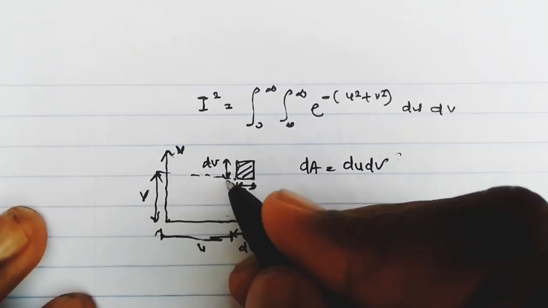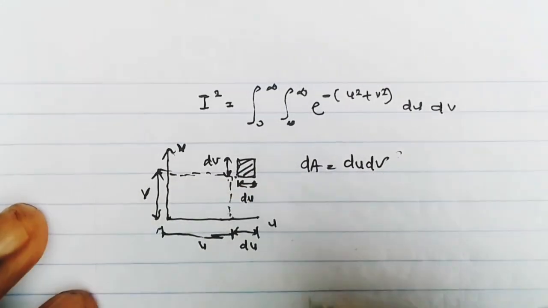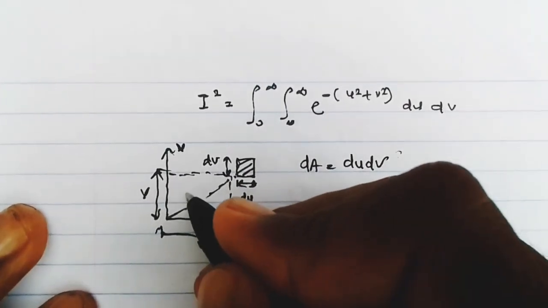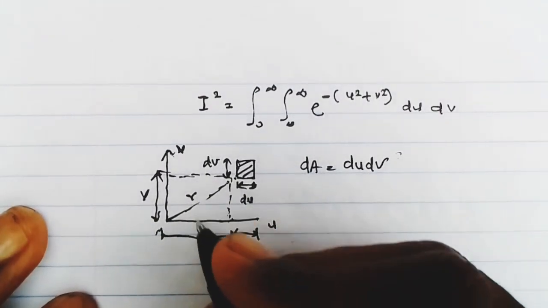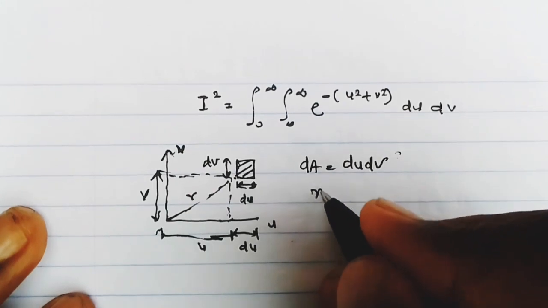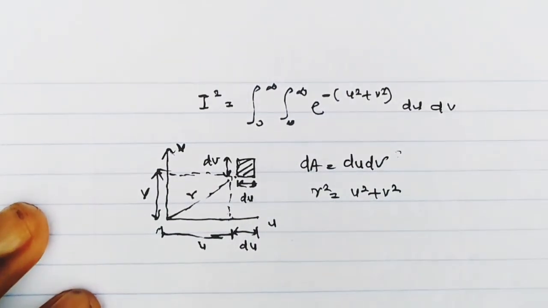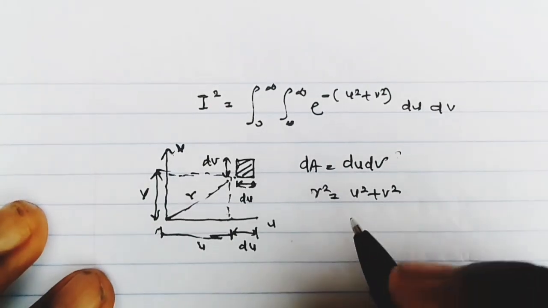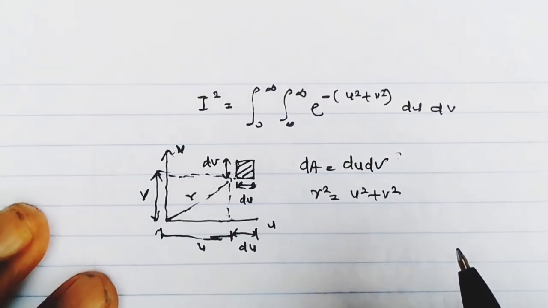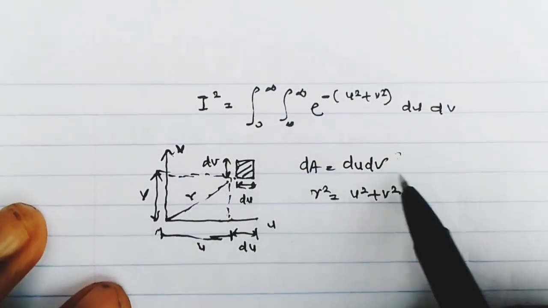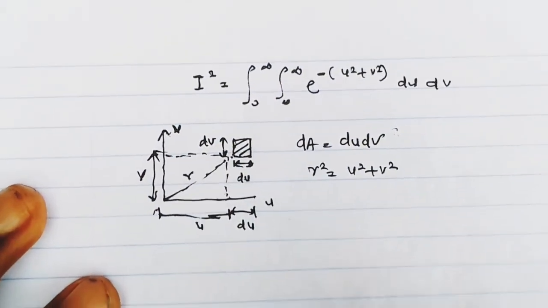Now let's draw this straight line here to form a rectangle, and let's call this r. So this is a rectangle, with this r, this u and this v. We know that r square is equal to u square plus v square, the normal Pythagoras theorem. This is what I mean by rectangular coordinates, because you can see this here and this here. So now let's express this in polar coordinates.